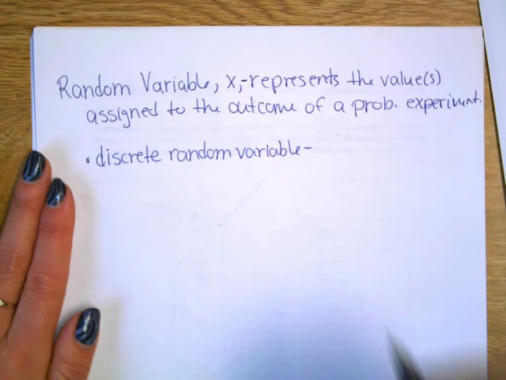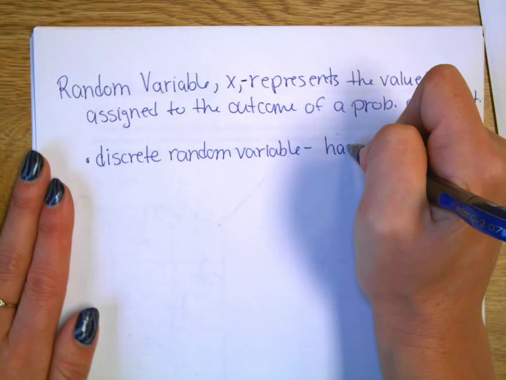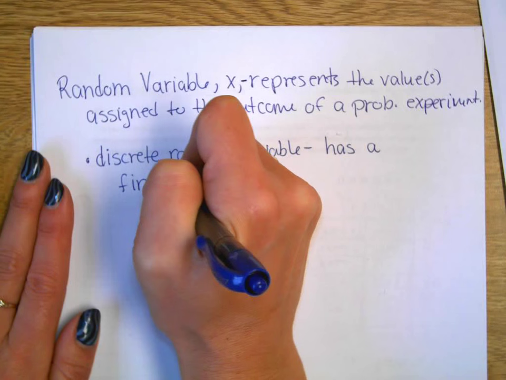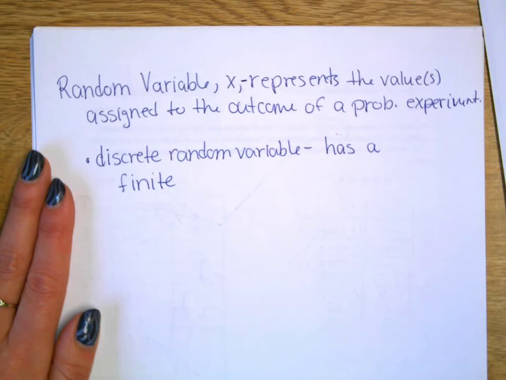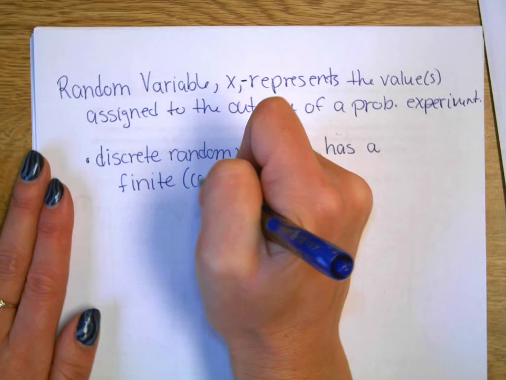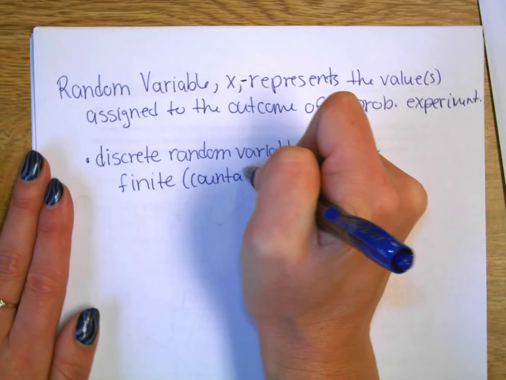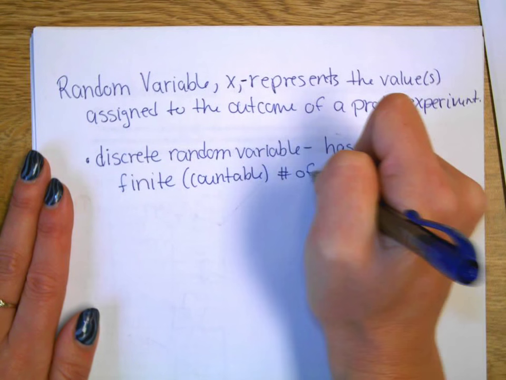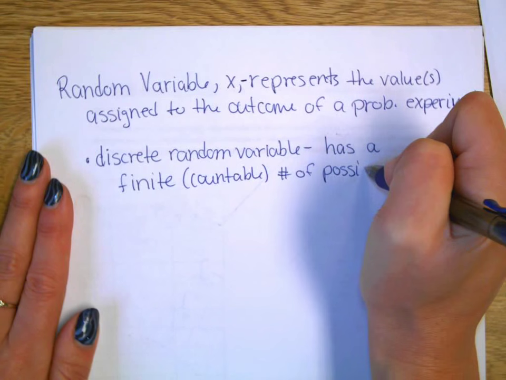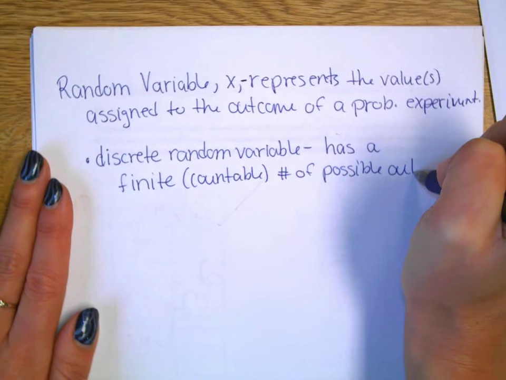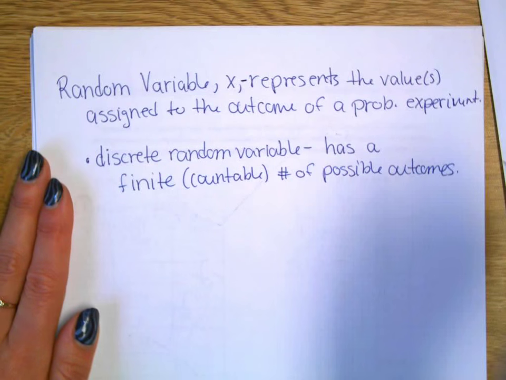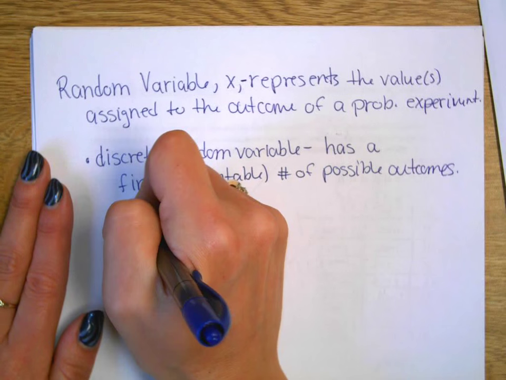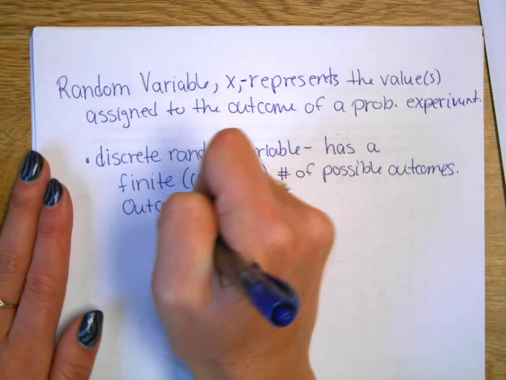A discrete random variable has a finite number of outcomes. What's finite mean? Limited. You can count them. Here, just think my outcomes can only be whole numbers. That's how I pick between these two.